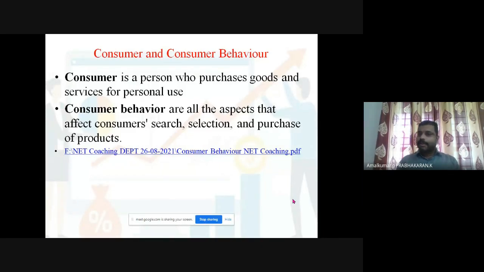Then consumer behavior covers all the aspects that affect the consumer's search, selection, and purchase of a product. So consumer behavior is the aspects that affect the consumer's search, selection, and purchase of product.